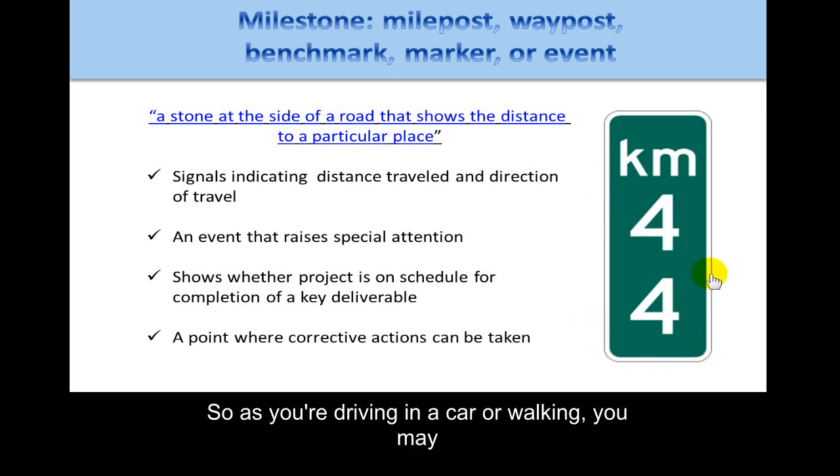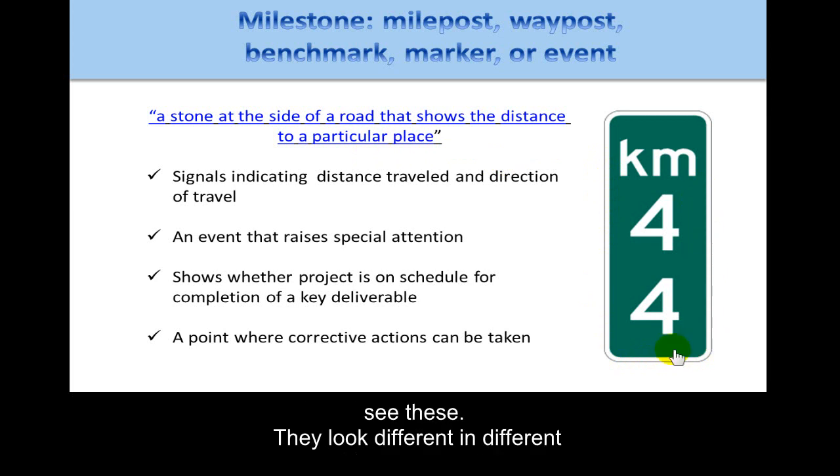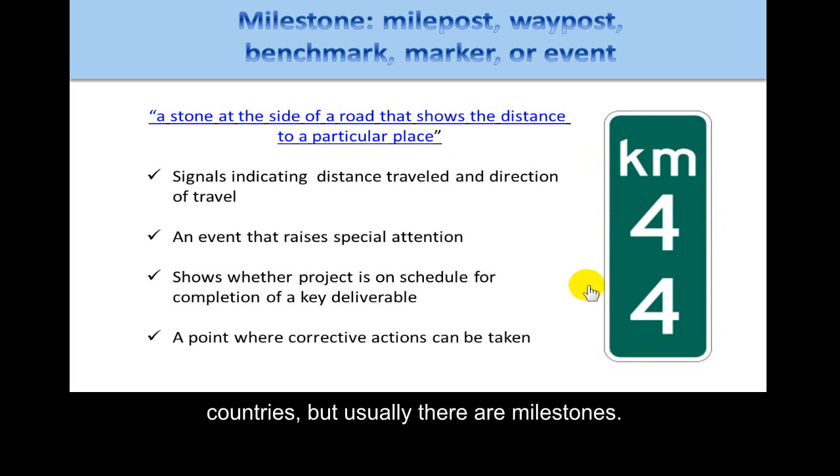So as you're driving in a car or walking, you may see these, and they look different in different countries, but usually there are milestones, so it should be a familiar concept. Milestones are signals that indicate distance traveled and direction of travel.